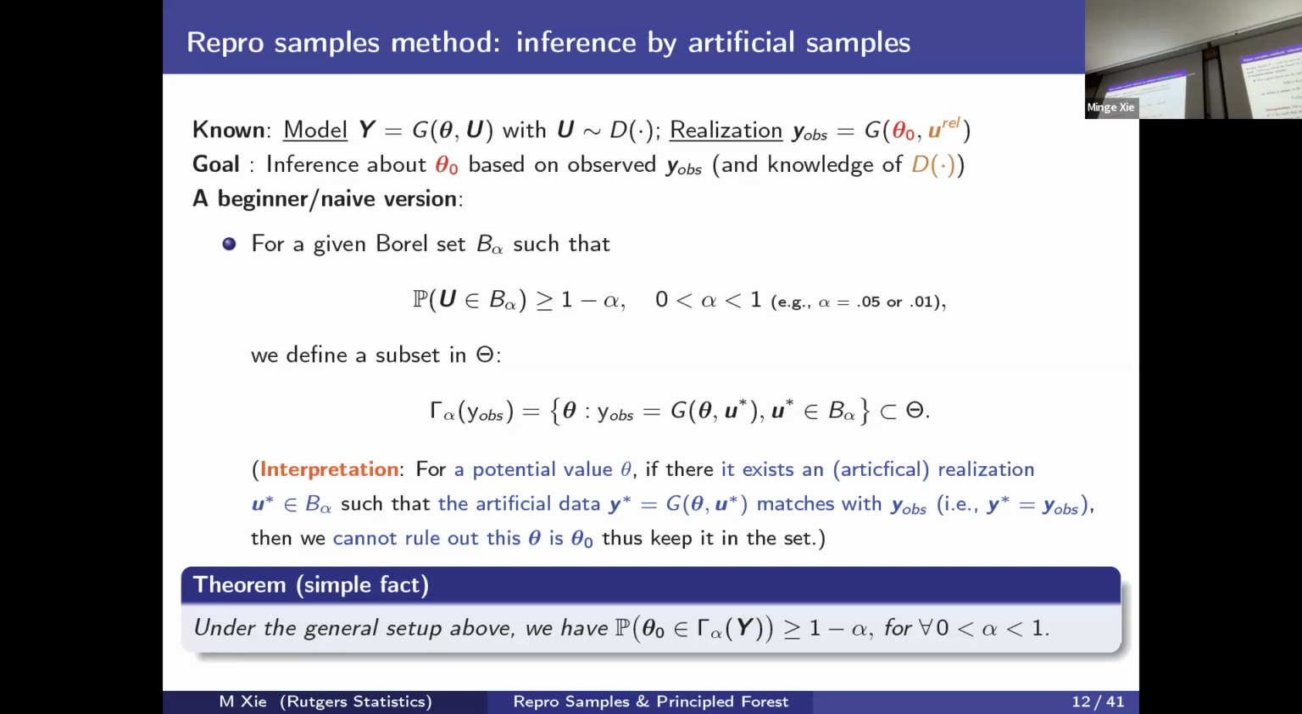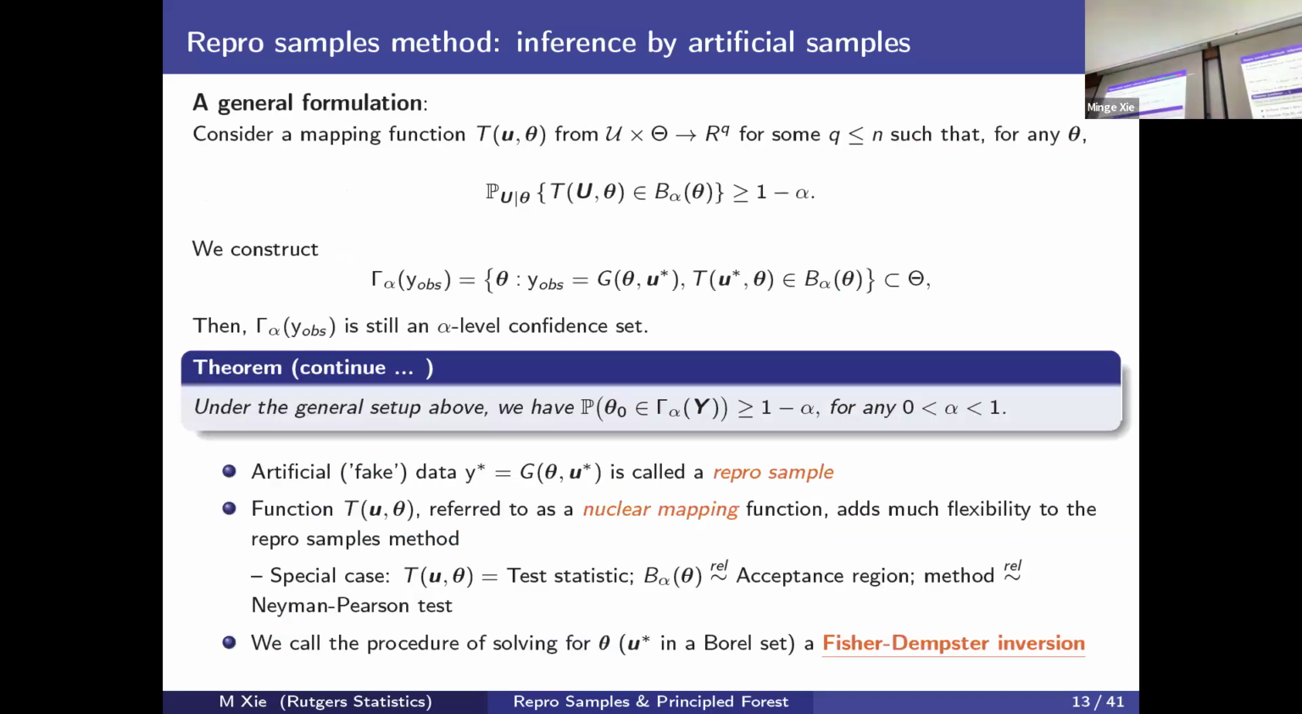The only thing is to control that noise. The noise I need to control is within the set, so that I don't get crazy U stars. Okay, that's the idea. The proof of this is just a few lines. This is exactly the inversion idea with these artificial realizations.